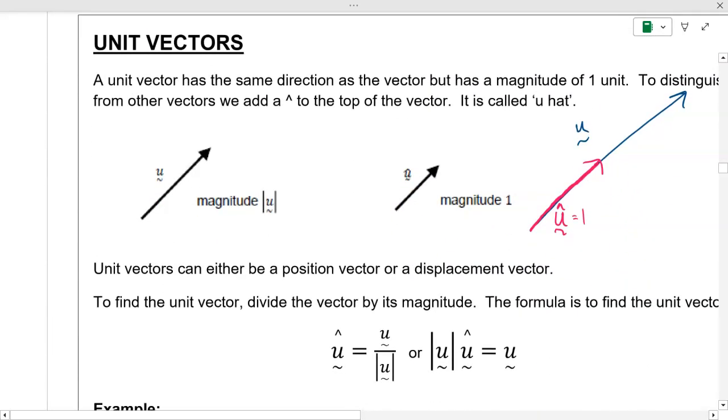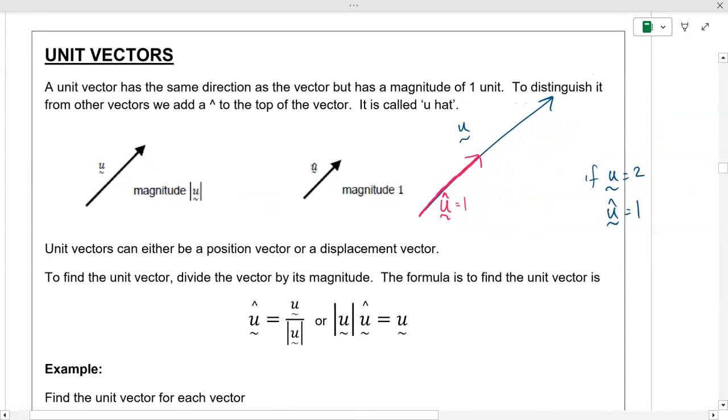Okay. The other thing we want to have a look at today is unit vectors. A unit vector has the same direction as the vector that we're looking at, but it is of size 1. To distinguish from other vectors, we add a little hat to the vector, and we call that u hat. So if our vector u has a magnitude of u, our unit vector has a little hat on it and a magnitude of 1.